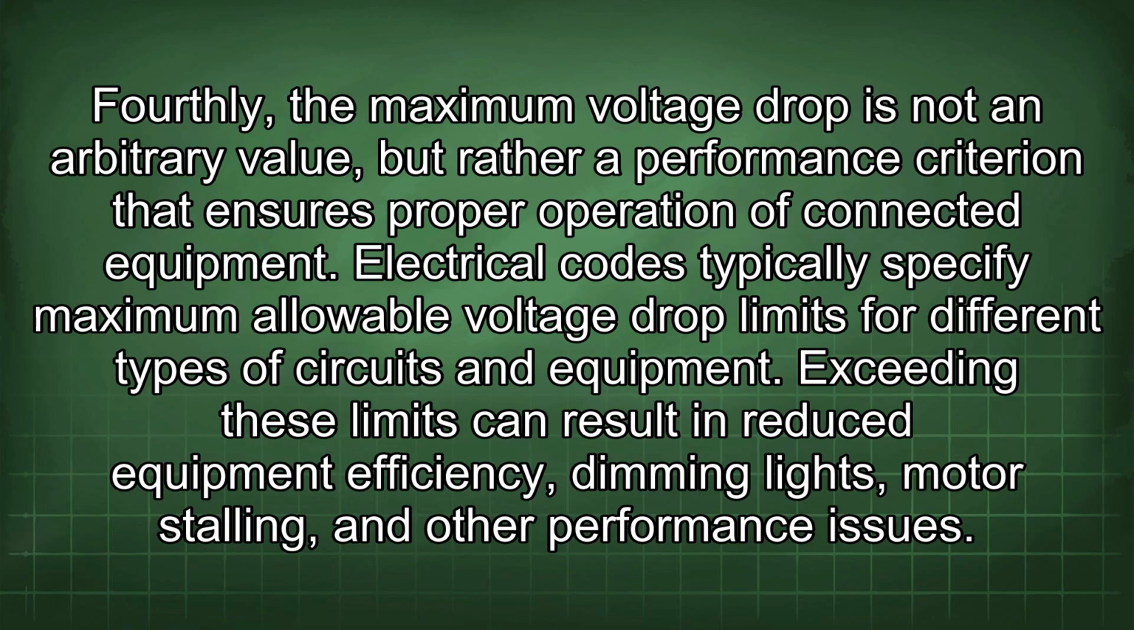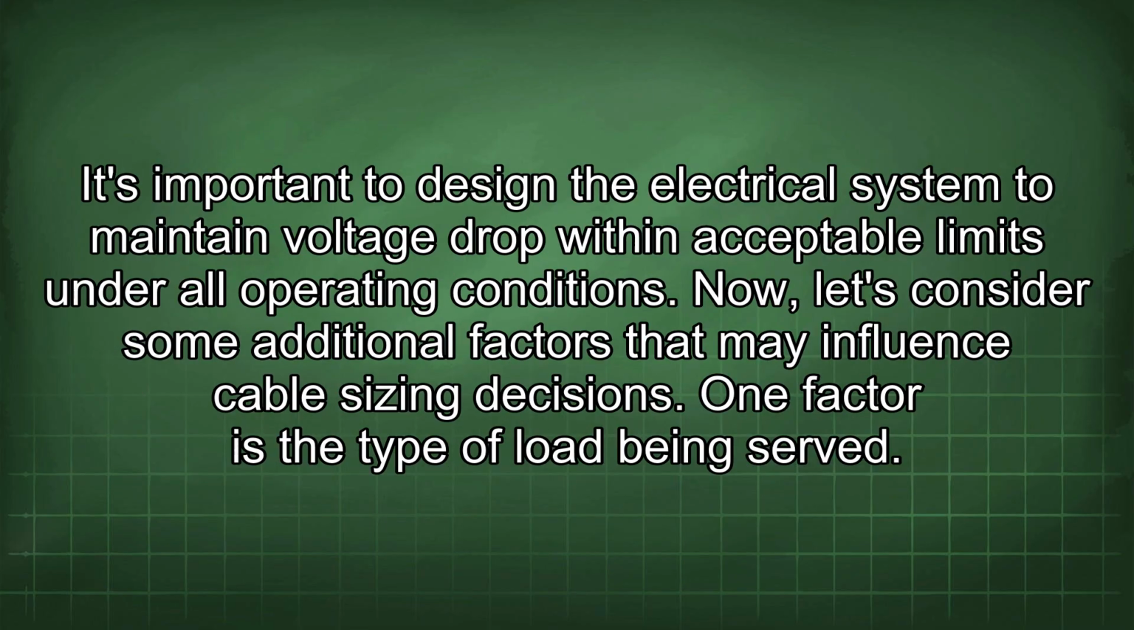Fourthly, the maximum voltage drop is not an arbitrary value, but rather a performance criterion that ensures proper operation of connected equipment. Electrical codes typically specify maximum allowable voltage drop limits for different types of circuits and equipment. Exceeding these limits can result in reduced equipment efficiency, dimming lights, motor stalling, and other performance issues. It's important to design the electrical system to maintain voltage drop within acceptable limits under all operating conditions.